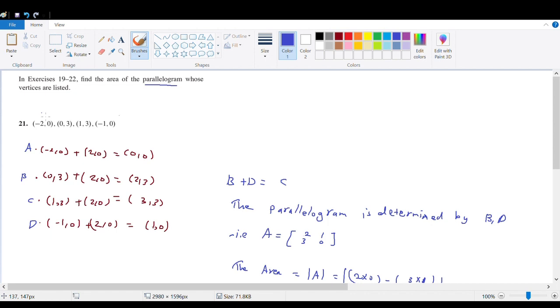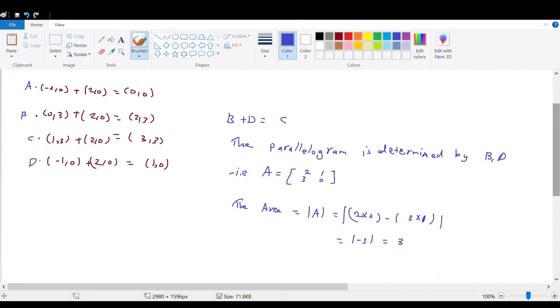So one of them will be 0. Two of them, if you add them, you will get the fourth one. That means your parallelogram can be determined by these 2 points. So you just need to construct the matrix A, then find the determinant of A and take the absolute value, and this will represent the area of the parallelogram.